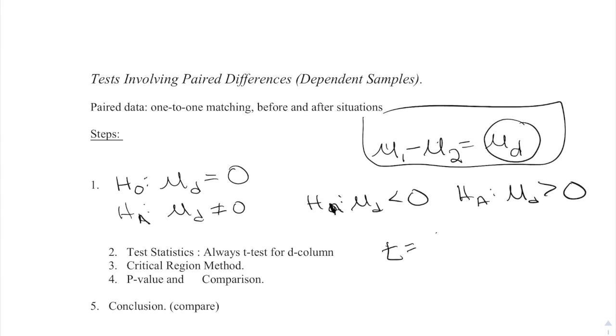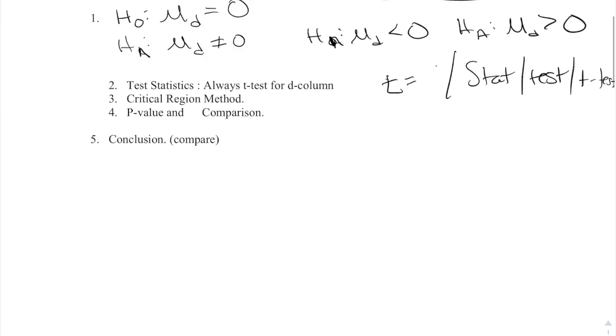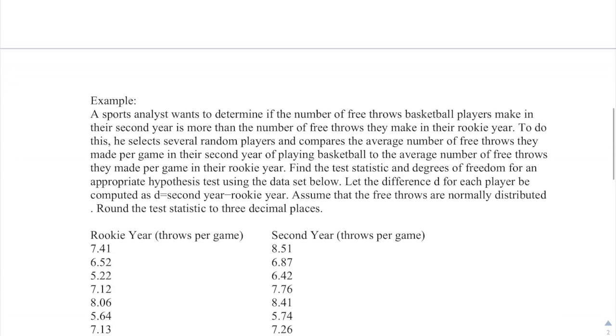but we're actually going to use the calculator for that. We're going to go stat, test, t-test. Now, I'm going to show you an example here. We're not going to do the two sample, we're just going to do it on a t-test. I'll show you how to do that. Critical region method and p-value, we do the same thing, and then our conclusion. Okay, so far? Let's look at an example here.